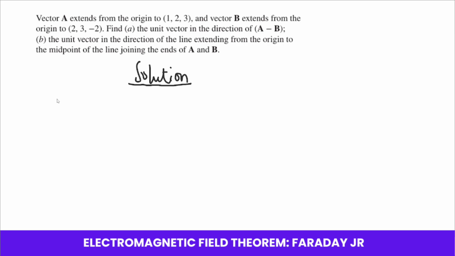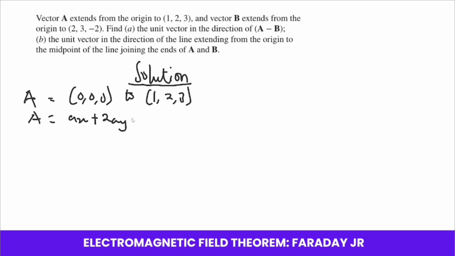And the question says vector A extends from the origin to (1, 2, 3). So our vector A is extending from the origin to (1, 2, 3), so our vector can be written as 1 minus 0 is ax plus 2ay plus 3az. Okay, and the vector B extends from the origin.